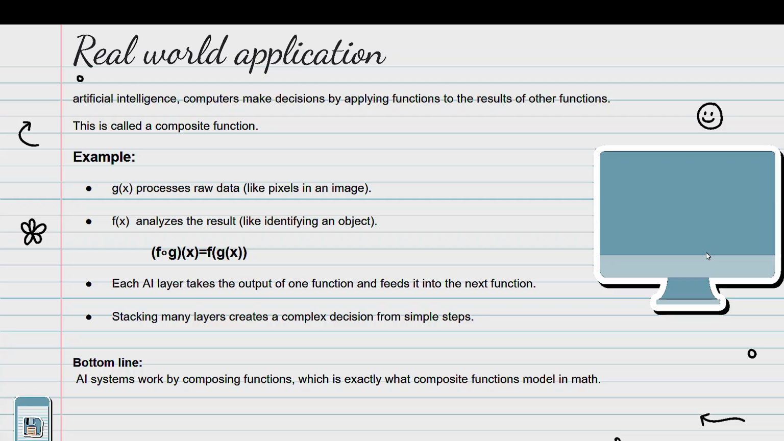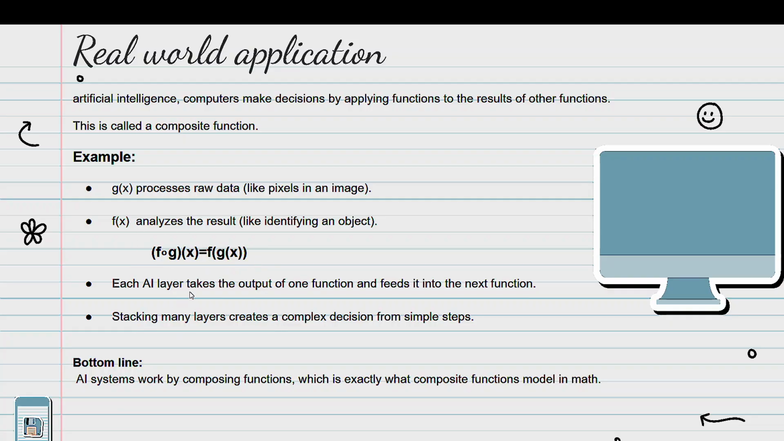Now, a real world application, something that I would assume we use day to day, considering how big AI is in my life right now. In artificial intelligence, computers make decisions by applying functions to the result of another function. So really, it's all just a bunch of functions multiplying constantly to get you what you want. An example is, let's say your g of x processes an image. The g of x processes the raw data, the f of x analyzes it to find what it is, and they combine with each other to give you the answer, which is shown by this right here.